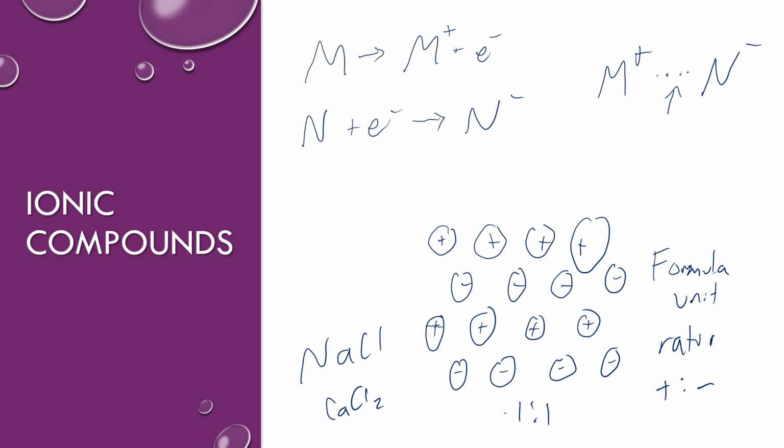And you should also know that this is happening in 3 dimensions. It's just difficult for me to draw that. So they're interacting in this 3D lattice structure. Those positive and negative charges are attracting each other. And in that way, we need to count the ratio of the ions instead of individual discrete molecules like we would with covalent compounds.